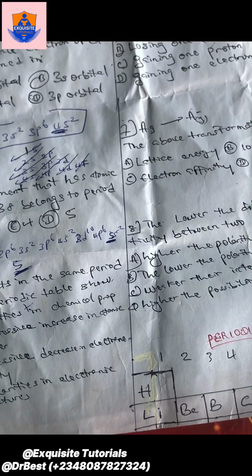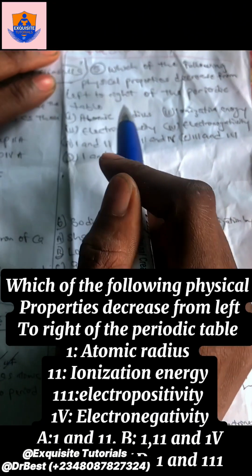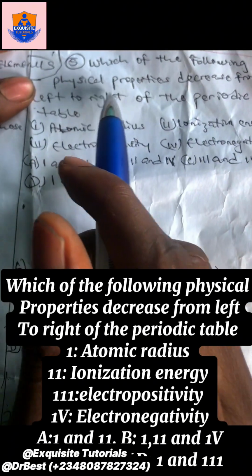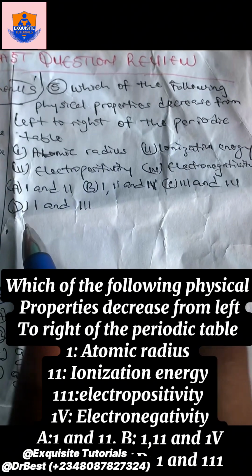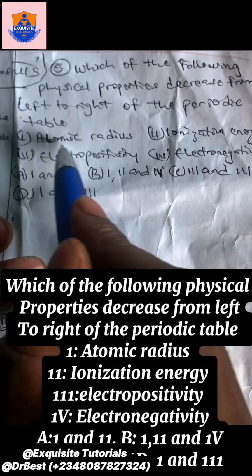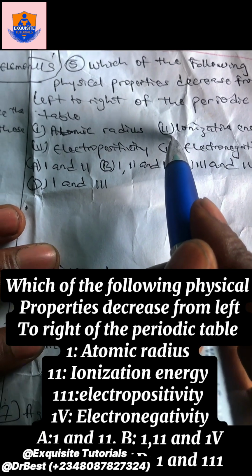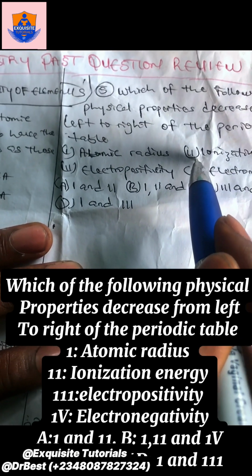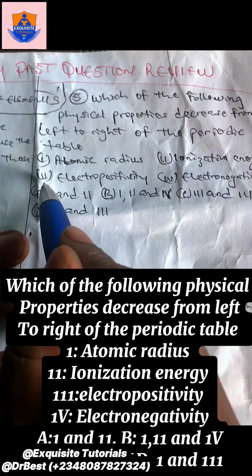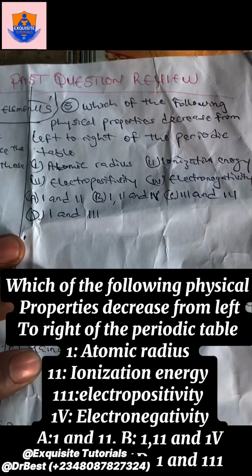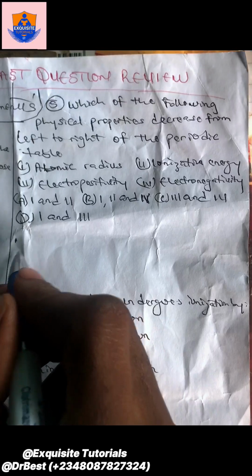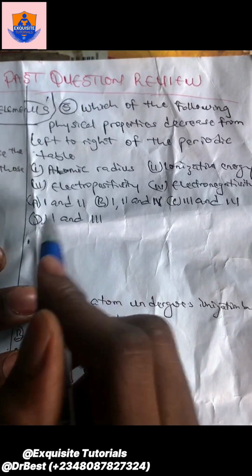You get, right? Now let's go to question 5. Question 5 says, which of the following physical properties decrease from left to right of the periodic table? Option 1 says atomic radius. 2 says ionization energy. 3 says electropositivity, while 4 says electronegativity.